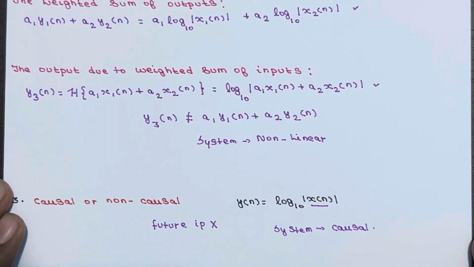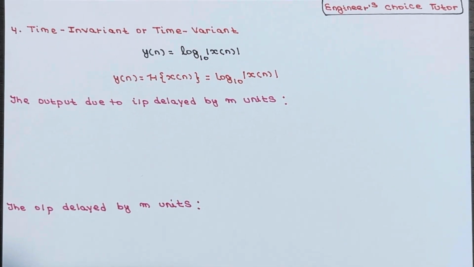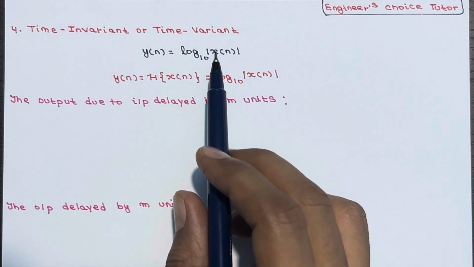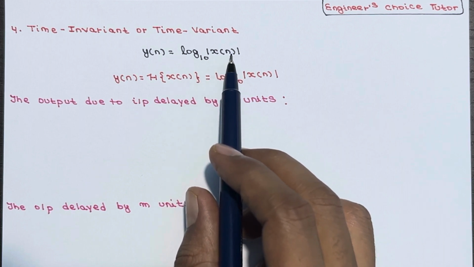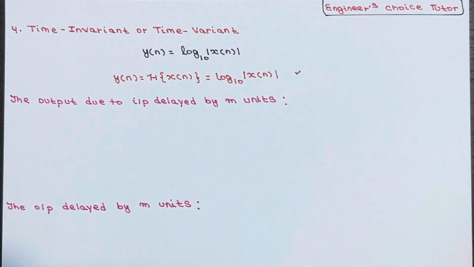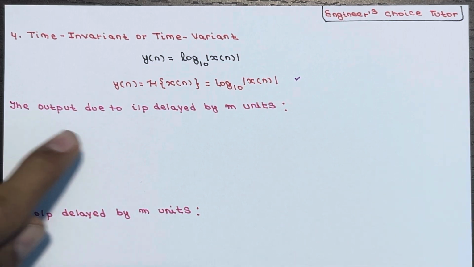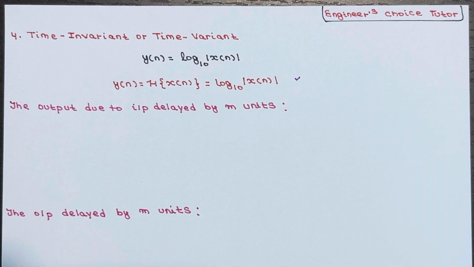Now let's move further and check for time invariant or time variant. So let's see this particular case. y of n is log mod of x of n to the base 10. We have seen this just now. So we have to calculate two things. First is the output due to the input delayed by m units. Second is the output delayed by m units. If these two are equal, then we can say it is a time invariant system. So let's calculate and see.